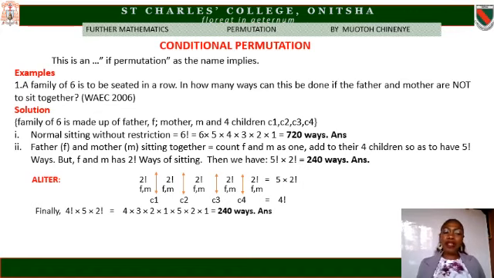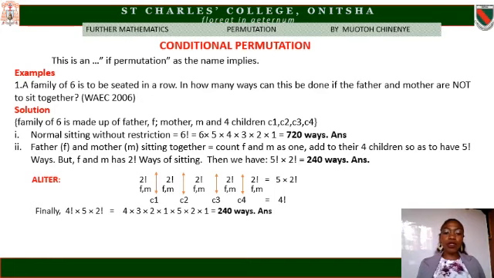But remember, the father and mother have 2 ways, or 2 factorial ways, of sitting. Then when you collect them together, we are going to have 5 factorial times 2 factorial, which will simply give us 240 ways. Alternatively, you can use the diagram as seen on the screen.